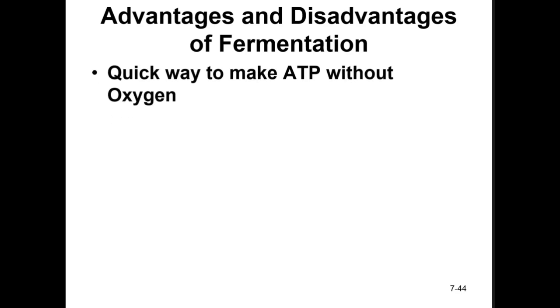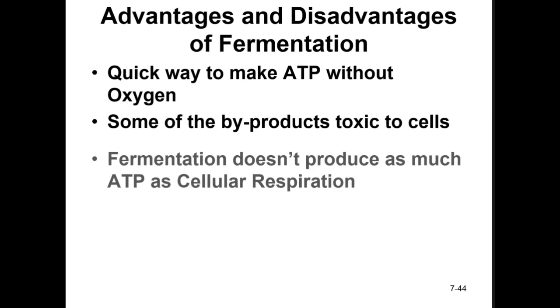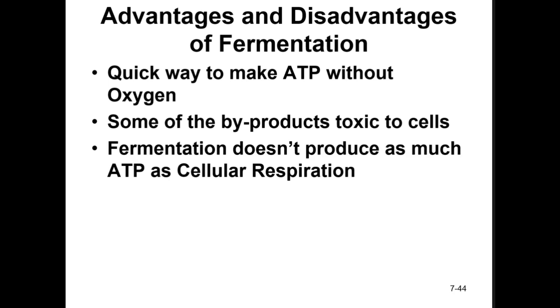So some disadvantages and advantages of fermentation. Fermentation is a quick way to make ATP without oxygen. And remember, it's not exactly the fermentation making the ATP. Glycolysis makes the ATP, but the fermentation produces the NAD+ necessary for the glycolysis to continue to make the ATP when oxygen is not present. Some of the byproducts of fermentation are toxic to cells. And fermentation after glycolysis does not produce as much ATP as cellular respiration following glycolysis.